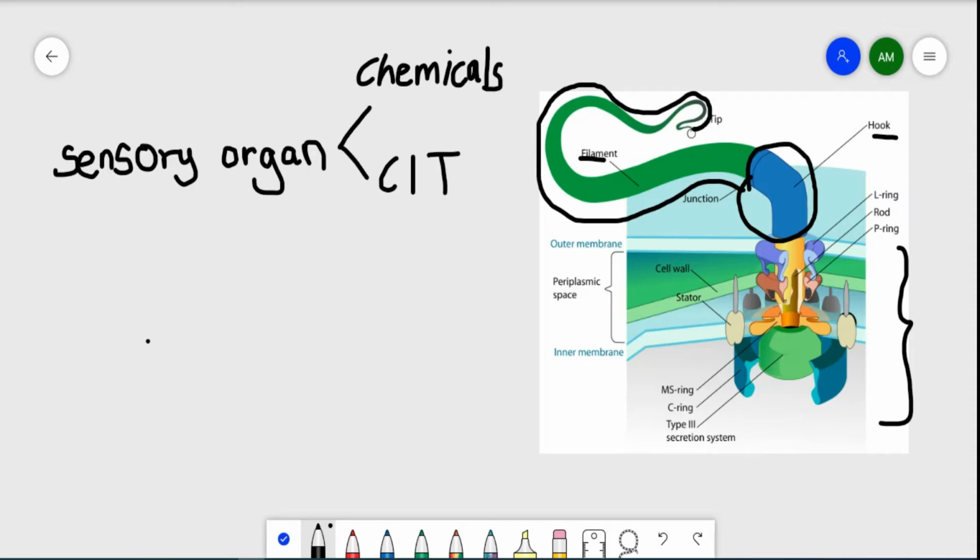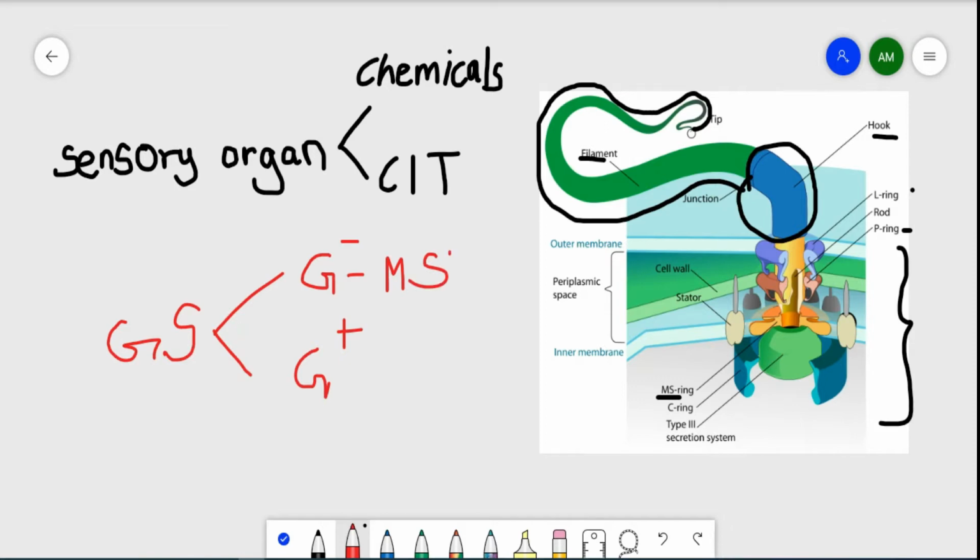And next we talk about the basal body, the part of the flagella which is found in the form of rings. So when we talk about rings, there are M, S, L and P rings. According to gram staining, we can divide bacteria into gram negative bacteria and gram positive bacteria. In gram negative bacteria, all four M, S, L and P rings are present. But in gram positive bacteria, only M and S rings are present.